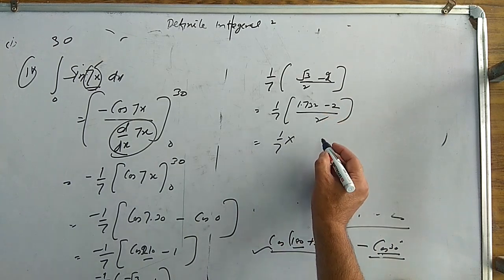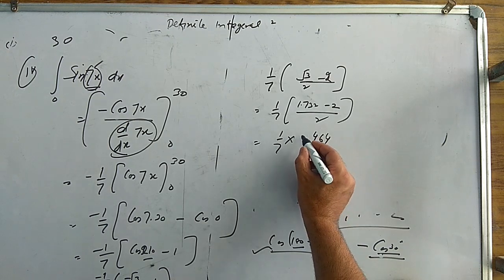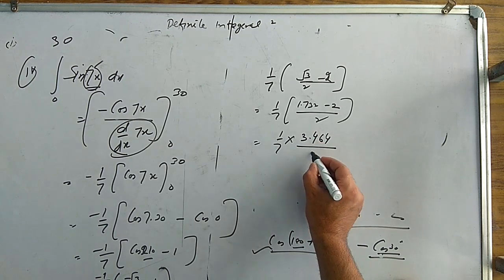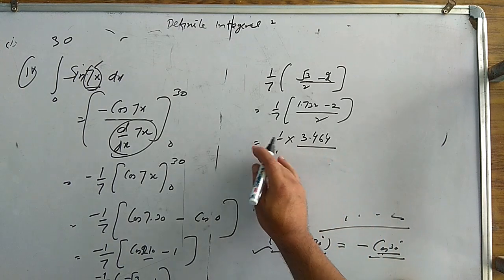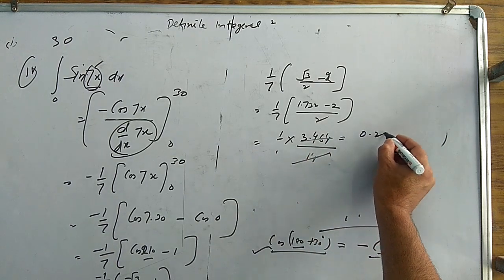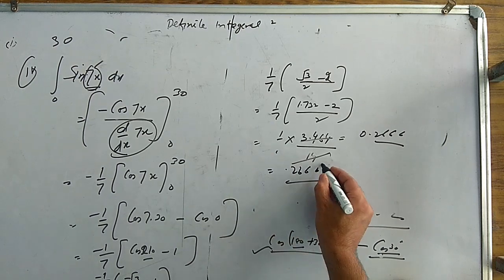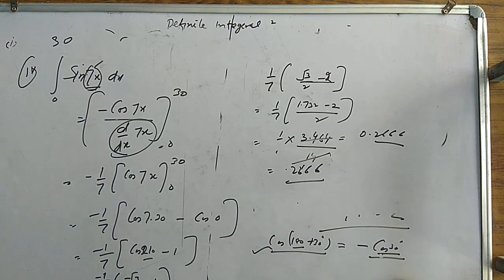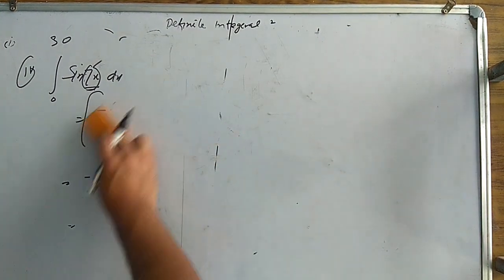Then you will multiply here, 7 twos are 14, and this becomes 14, and when you divide it becomes point this, and this is the answer. Okay beta, this way you will integrate. Okay, I hope there is no problem in integration and definite integration.